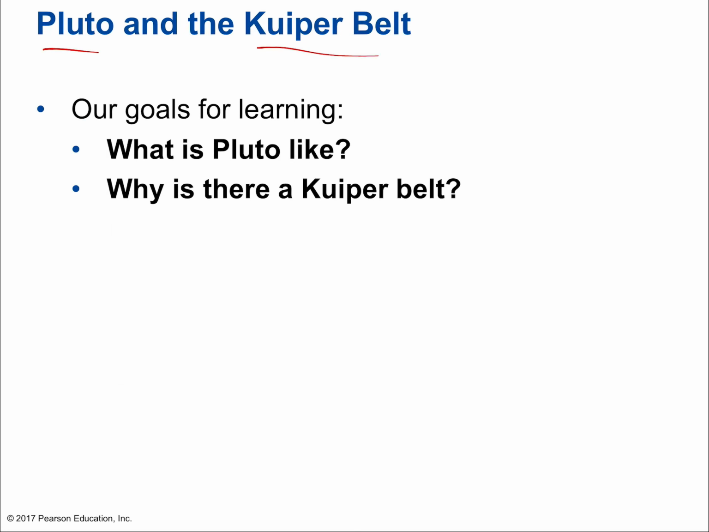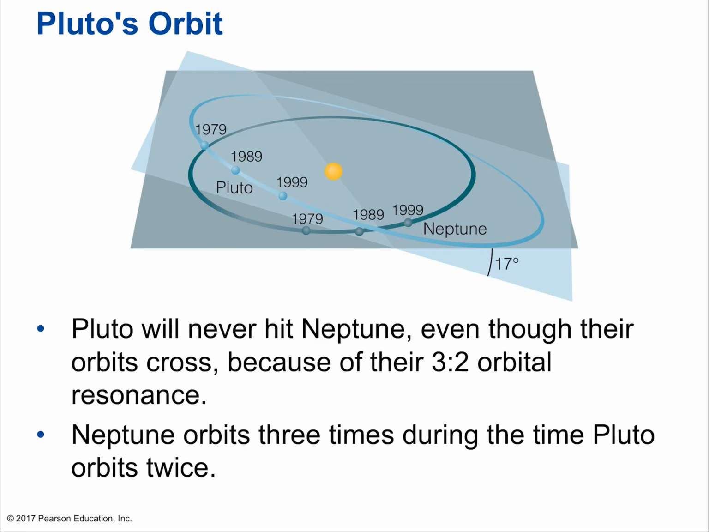So far we mentioned the Kuiper Belt and it's got comets, but it's got dwarf planets, right? Makemake and Pluto and Eris. So let's talk about it. Here's the idea: Pluto will never hit Neptune. Here's Pluto, by the way. Pluto will never hit Neptune, even though their orbits cross, because of their 3-2 orbital resonance. Hey, orbital resonance again! Woohoo!